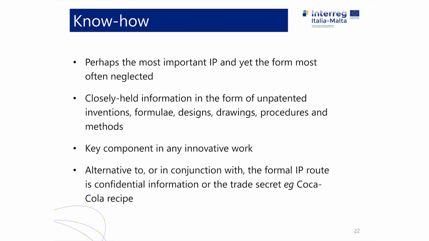Know-how. This is perhaps the most important intellectual property and yet the form most often neglected. Closely held information in the form of unpatented inventions, formulae, designs, drawings, procedures and methods. It's a key component in any innovative work, and it's an alternative to, or in conjunction with, the formal IP route, so confidential information or the trade secret. For example, the Coca-Cola recipe is simply a trade secret, not divulged to other parties.